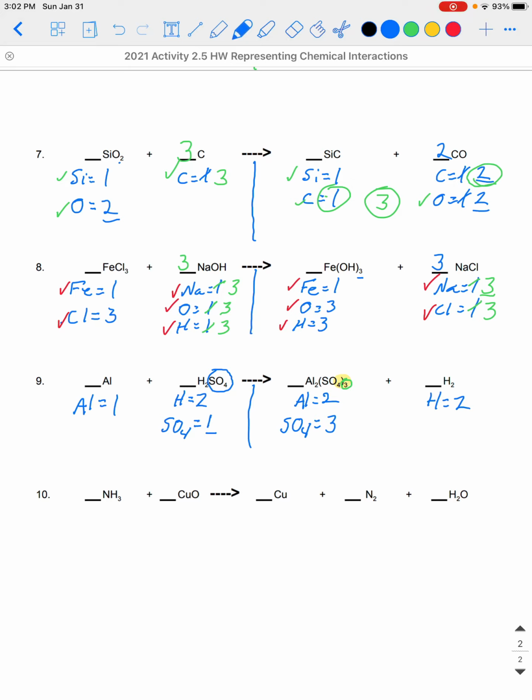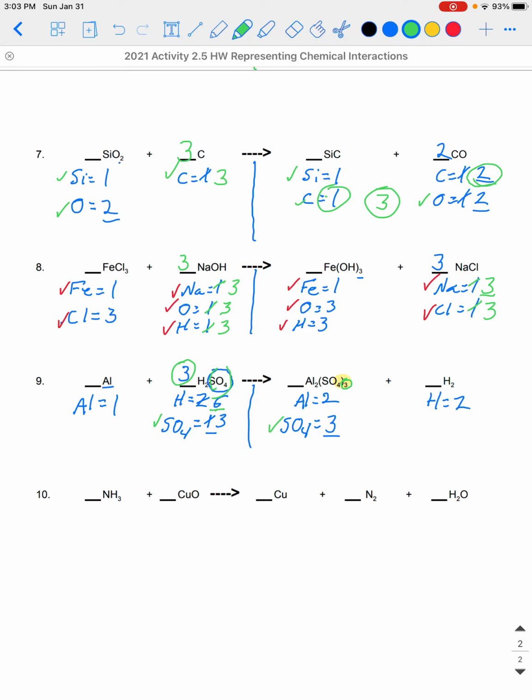I'm going to hold off and make sure that I don't need to balance anything else because, again, since the aluminum is alone, that's easy to balance. I have 3 SO4s on this side, so I'm going to need a 3 as a coefficient here. 3 times 2, that's going to give me 6 hydrogens and 3 SO4s. So now my SO4s are balanced. Again, I can do that because this 3 is going to multiply times the entire SO4, or 3 S's and 12 oxygens, which is what I get over here as well. So I can balance that together.